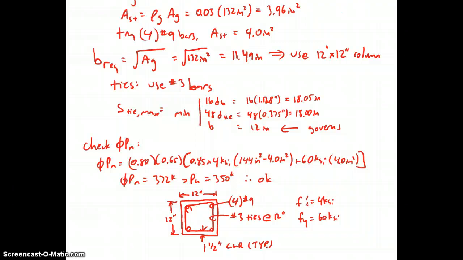We've had to choose the number and quantity of longitudinal bars, the exterior dimensions of the column, and the tie size and tie spacing. This concludes this example.